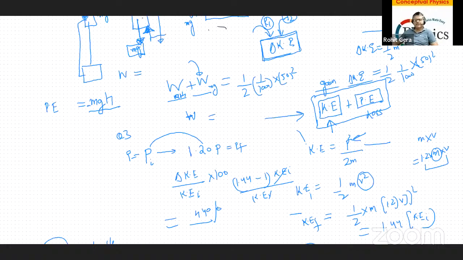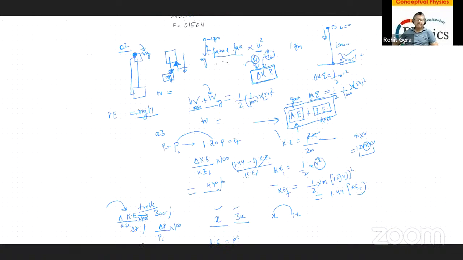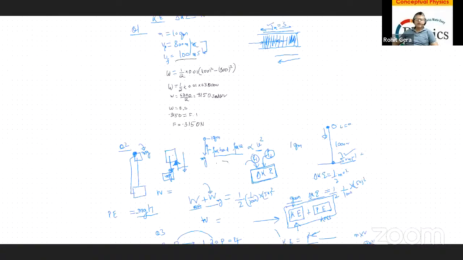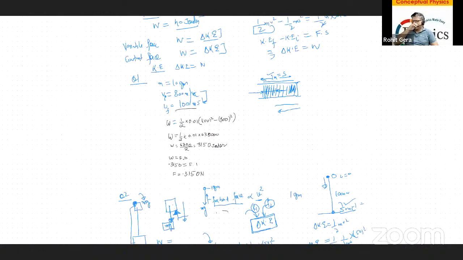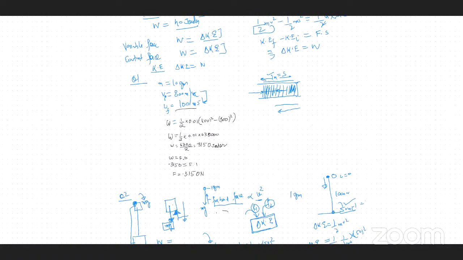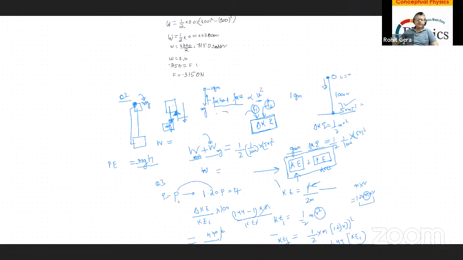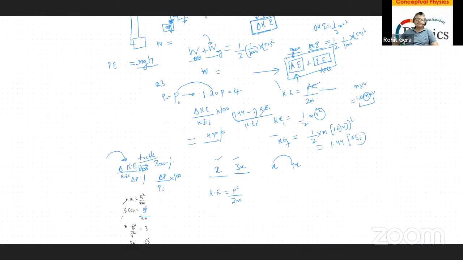Tricky chapter, small chapter. Then we have already done collision. We will revise numericals of collision because we just have a view of super elastic collision, etc., but we haven't done any numerical on coefficient of restitution. And the last topic is power.